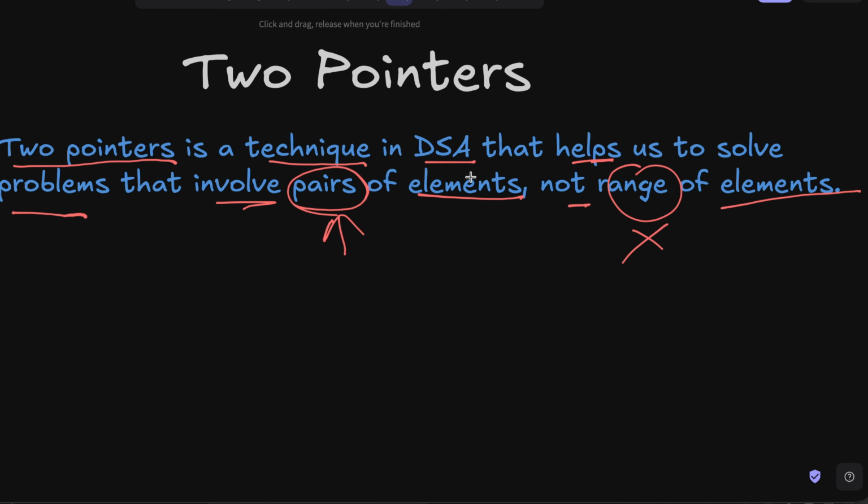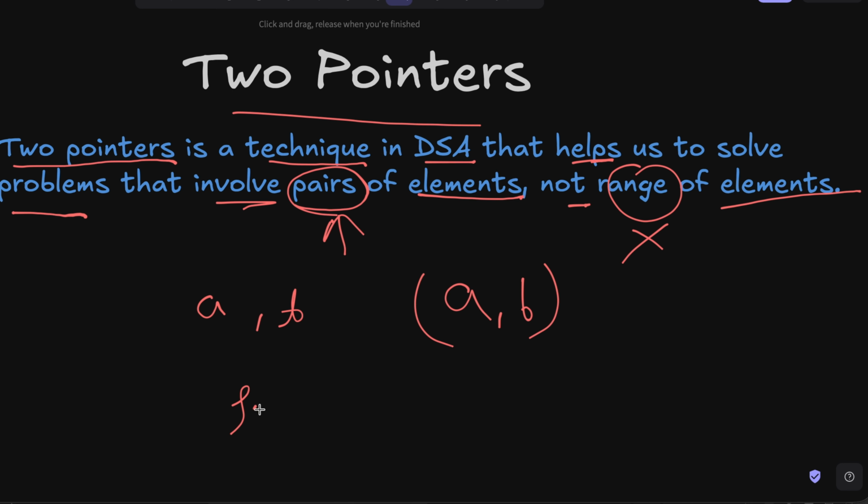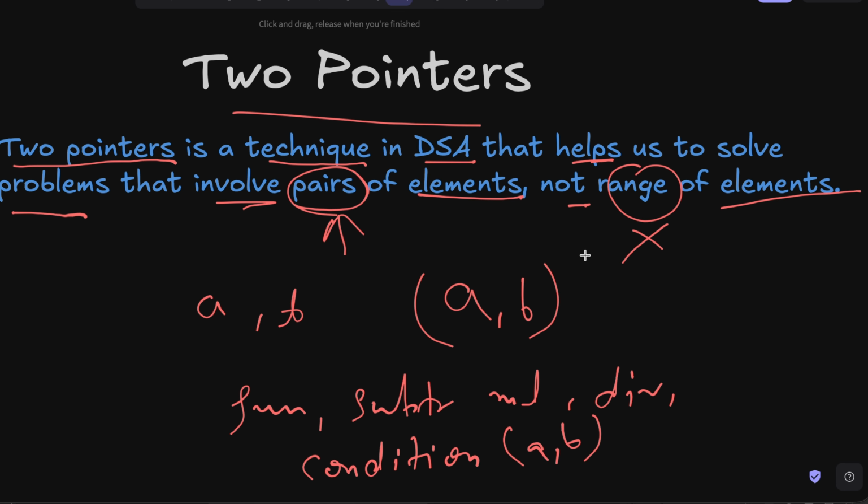What this simply means is that in any question in DSA, if you have to deal with A comma B, this kind of pair, then you can go ahead and use the two pointer technique. It's a very strong indication that you are supposed to use it. Anywhere you see that you have to deal with two elements and find their sum, subtraction, multiplication, or division, or you have some kind of condition that the question has given you to check for this particular pair, then there is a high chance that you are supposed to use two pointers.